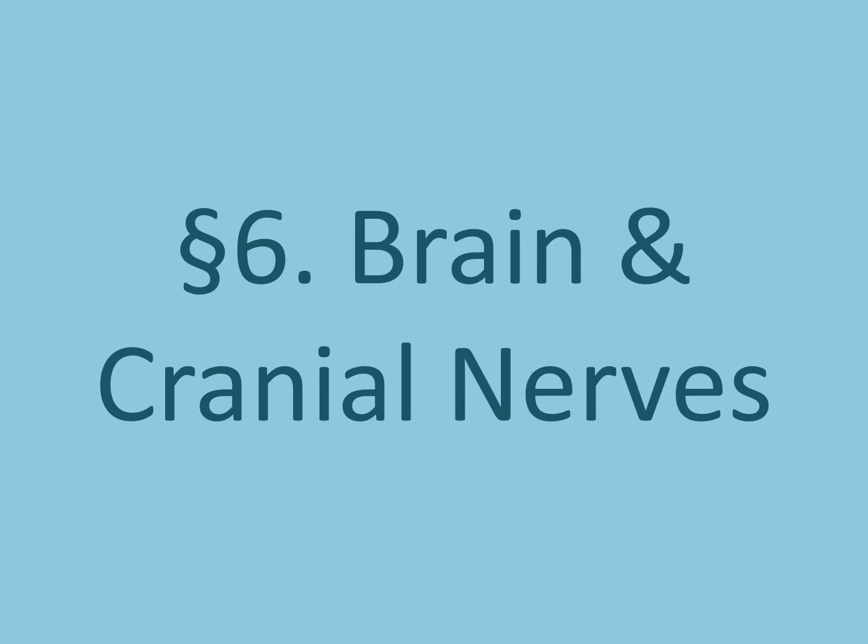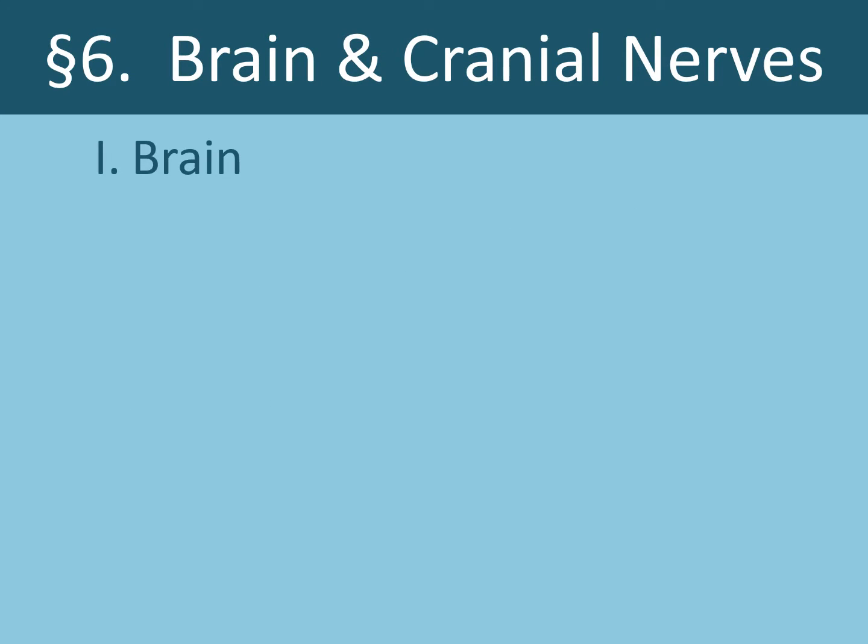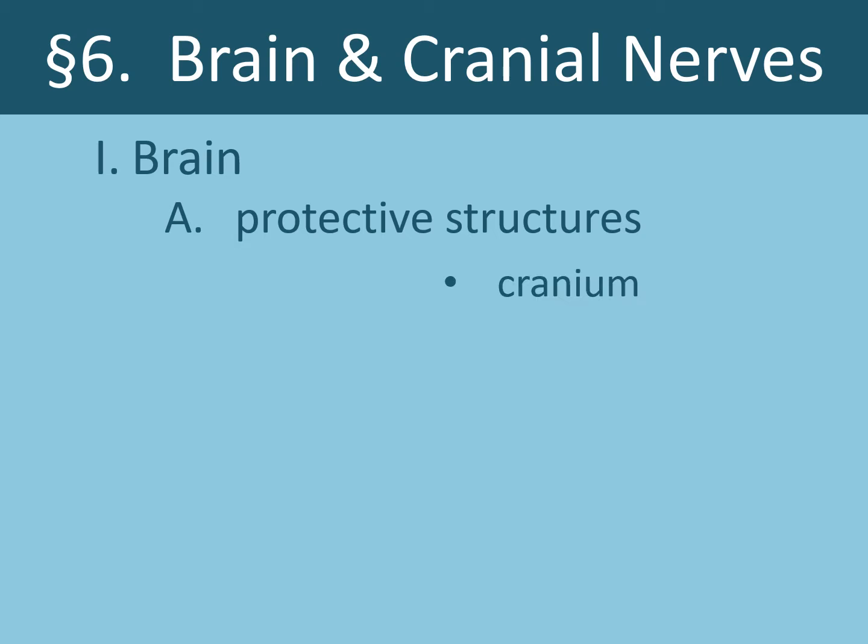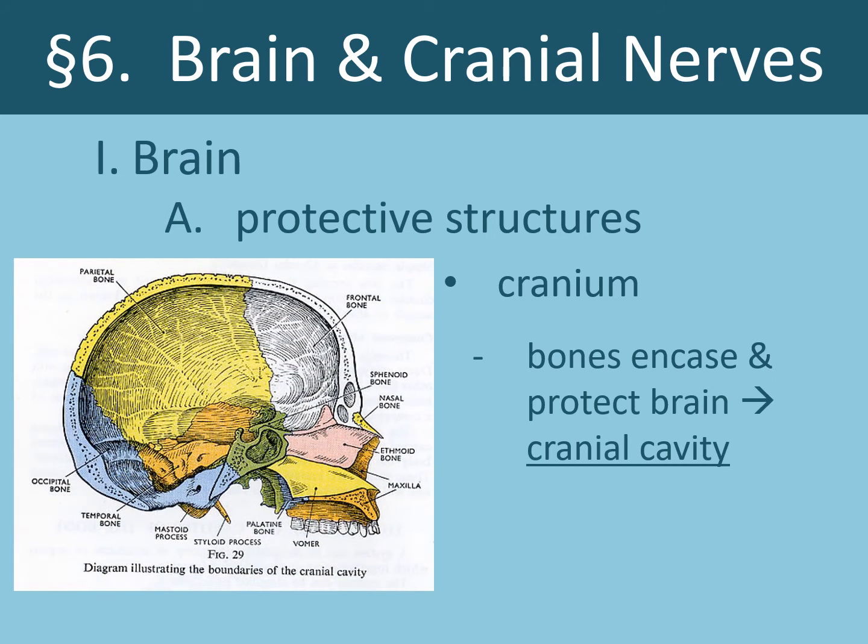Section 6, the brain and cranial nerves. Like we did with the spinal cord, let's begin by describing the protective structures that surround the brain. Like the spinal cord, the brain is surrounded by a bony structure. In this case, it's called the cranium. The cranium is the bony structure, the part of the skull that encases and protects the brain. The cavity in which the brain sits in the skull is called the cranial cavity. Again, this provides a protective shelter that protects the somewhat soft brain from mechanical damage.